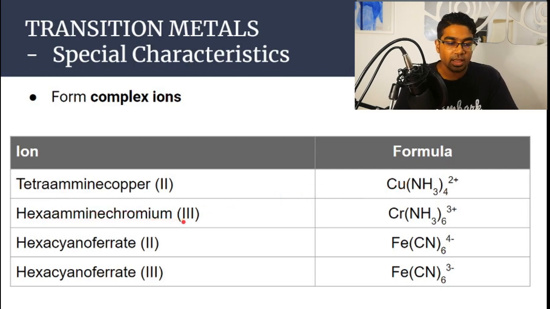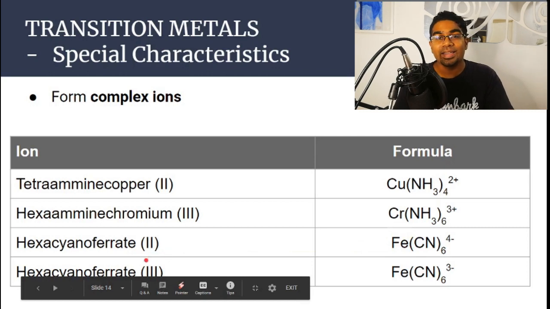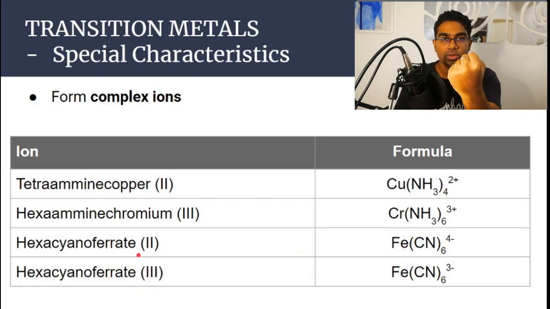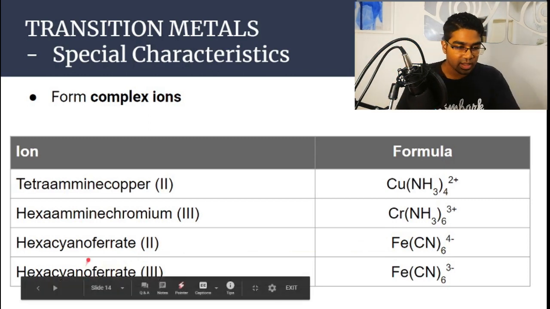And then we have hexaamine chromium. Hexa is for 6, again amine, and then chromium. So chromium is in the center. Then hexacyanoferrate. Hexa again for 6. Cyano is for the CN group here. So hexacyanoferrate 2 means iron 2 is at the center, surrounded by CN, cyanide molecules. And then here we have hexacyanoferrate 3. Same thing, but at the center is iron 3 instead of iron 2.